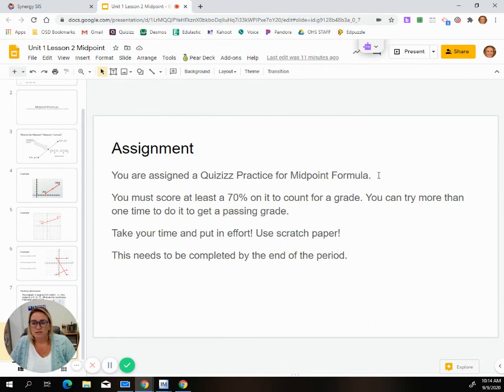What I really want to emphasize is that you're putting your time and effort in. You have plenty of time to do this. Please make sure you're using scratch paper, because if you're not using scratch paper, you're going to be making small mistakes. And please make sure that this is completed by the end of the period. If you're struggling to get it done by the end of the period, definitely by the end of the day.